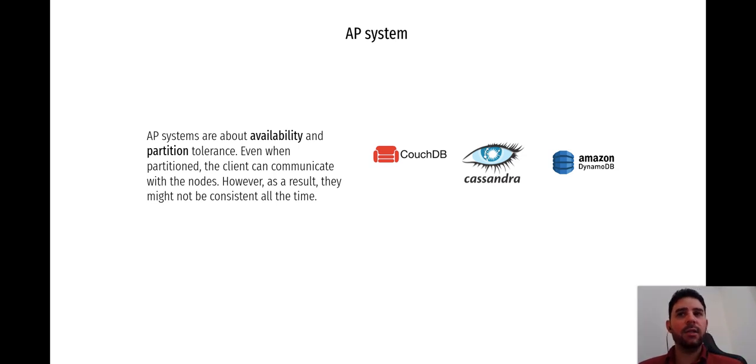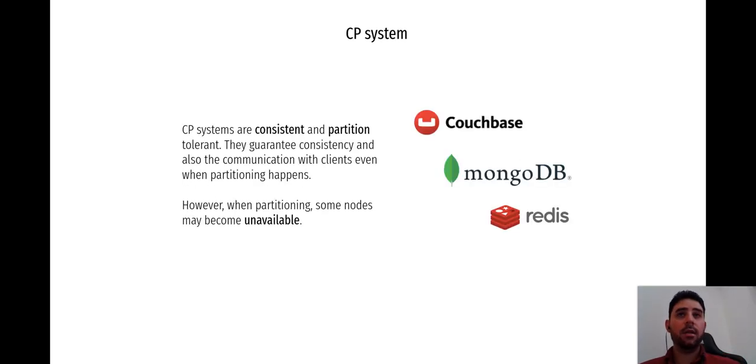However, as a result, they might not be consistent at all times because if partitioning is happening, even if I can connect to distinct and different nodes at the same time from the client perspective, how can data be synchronized if a break in the communication is made in the backstage for the client? The system can be in an inconsistent state. And we have some examples here.